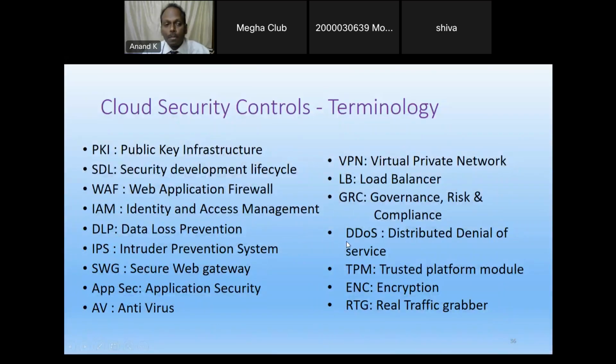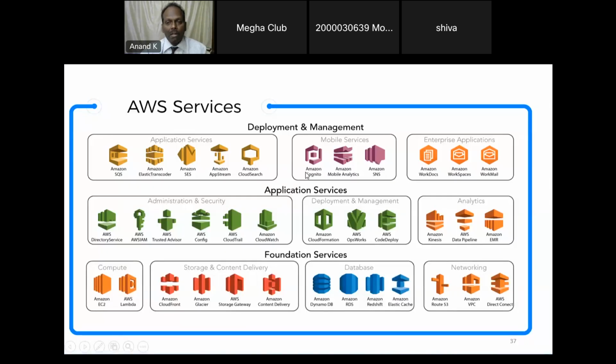So these are the terminologies which I have used inside today's discussion, especially wherever it's applicable. PKI is public key infrastructure, WAF is web application firewall, IAM, DLP. I spoke about IP, IPS. I spoke about antivirus, VPN is virtual private network, load balancer, DDoS, TPM is trusted platform module, ENC is encryption, RTC is real traffic grabber. So this is for your information. So this is the end of my theoretical presentation.